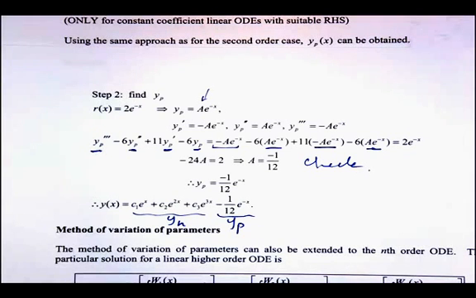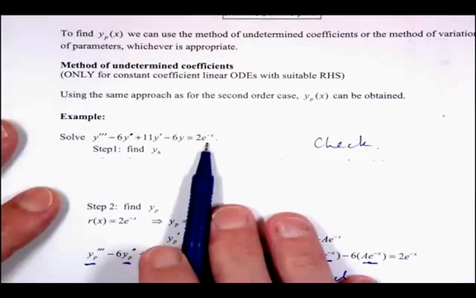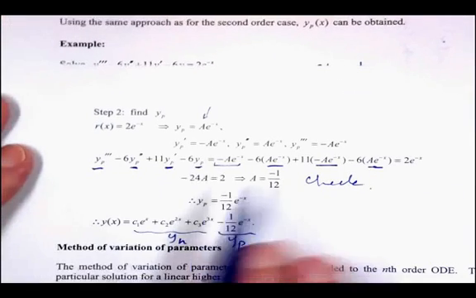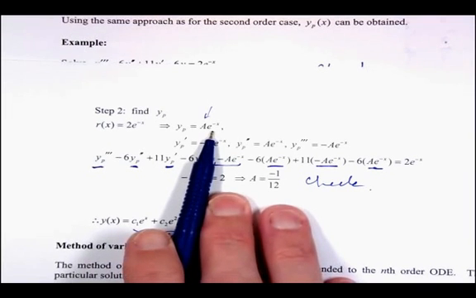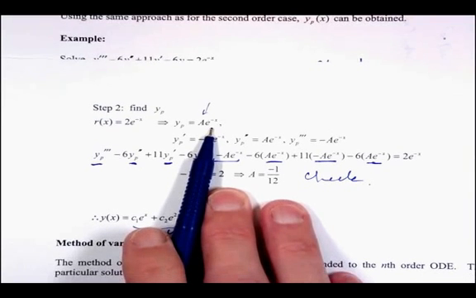What if either one, the right-hand side isn't... Oh, sorry, just a few other comments. If this had turned out to be sines and cosines or polynomials, you would have done exactly the same sort of thing again.